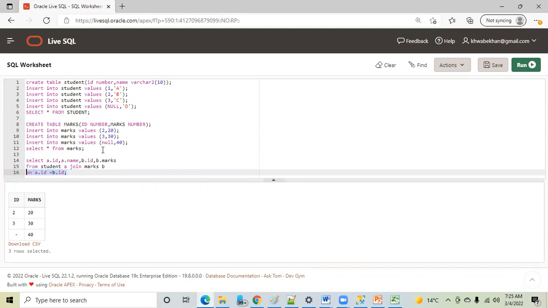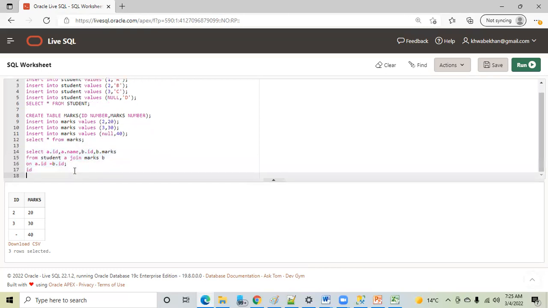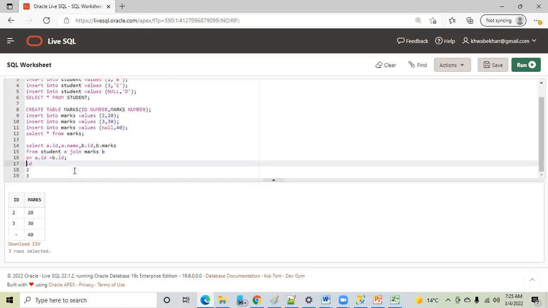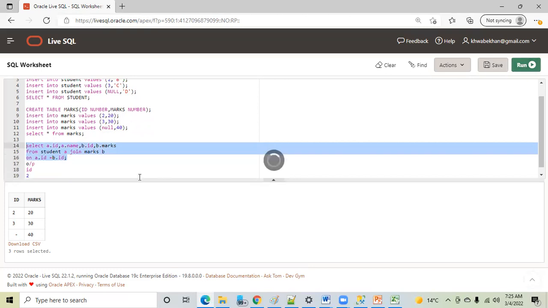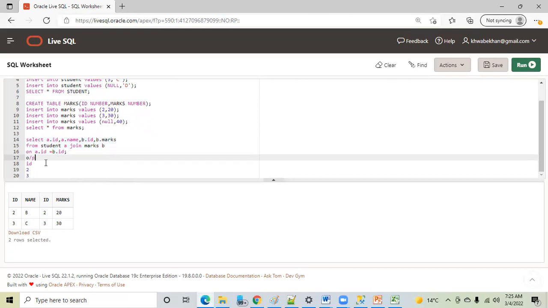Now, if I run this, what will be the output? Matching records, matching ID in both table, 2 and 3. Is that correct? Yeah, 2 and 3 will be the output, right? That's what you told me. Okay, let me check this. 2 and 3 is the output, and this 2 and 3 is coming. So hope this is correct, right?